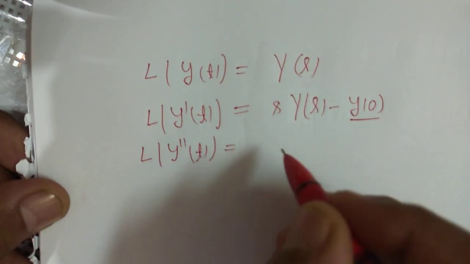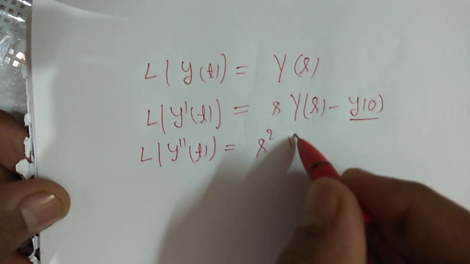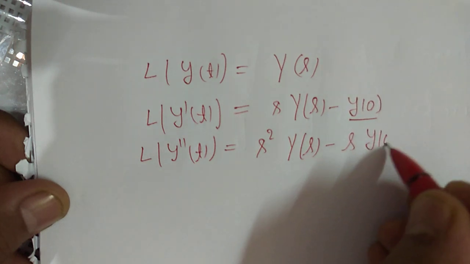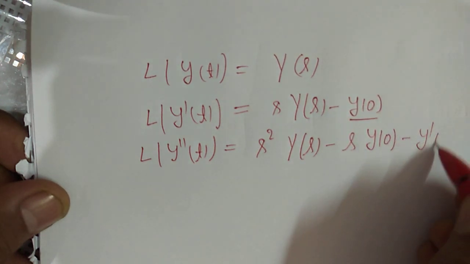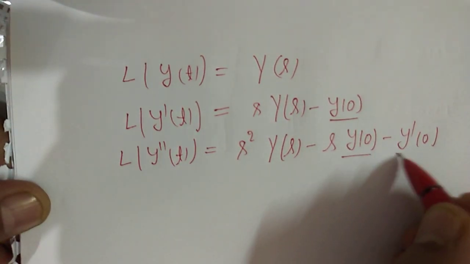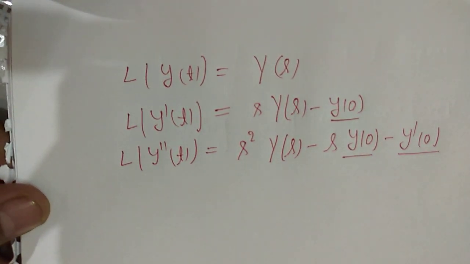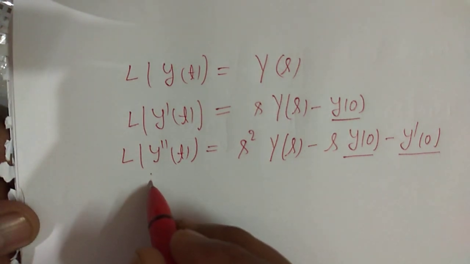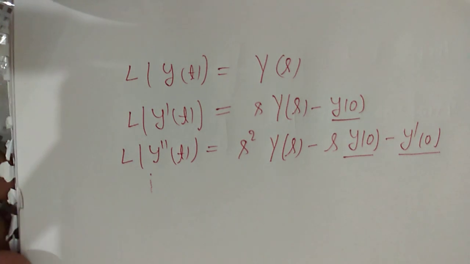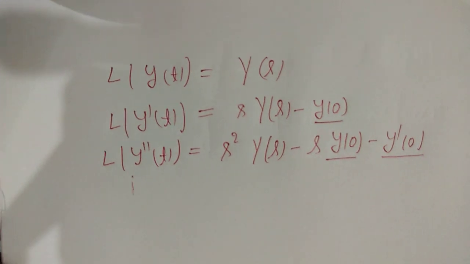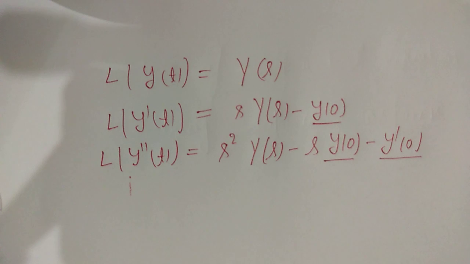And Laplace of y''(t) equals s squared Y(s) minus s y(0) minus y'(0). So y(0) and y'(0) are the initial conditions of the given differential equation. This is for second order. Similarly, we can write it for any order of differential equation. So using this formula, we are going to solve the differential equation using Laplace transform.